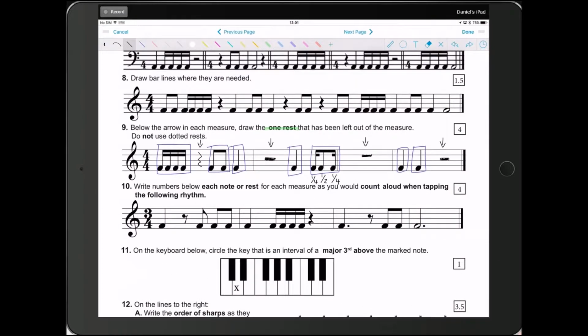Okay, question number 10 states, write the numbers below each note or rest for each measure as you would count aloud when tapping the following rhythm. Okay, so we're just writing counts, numbers, and symbols below each note or rest.